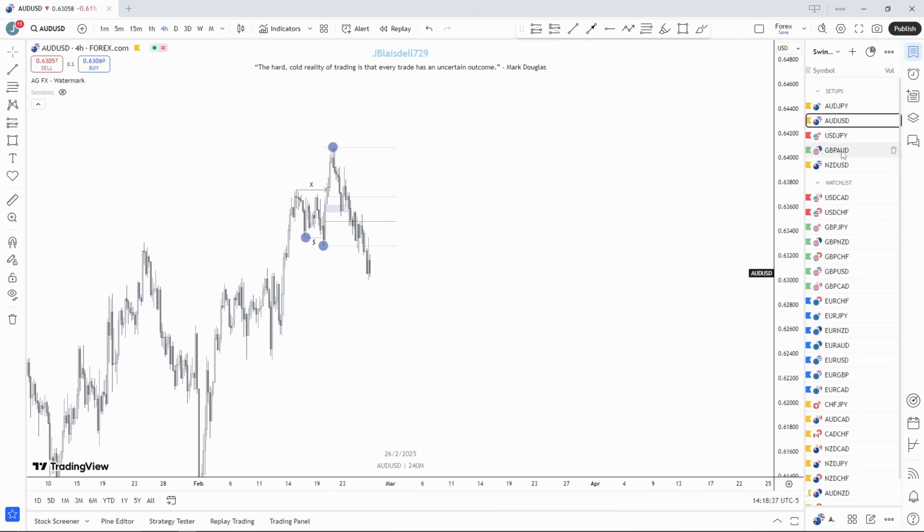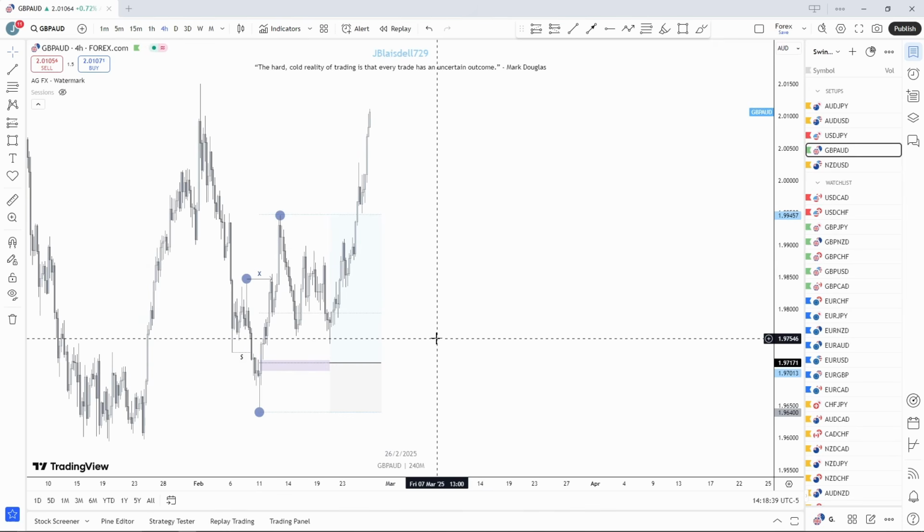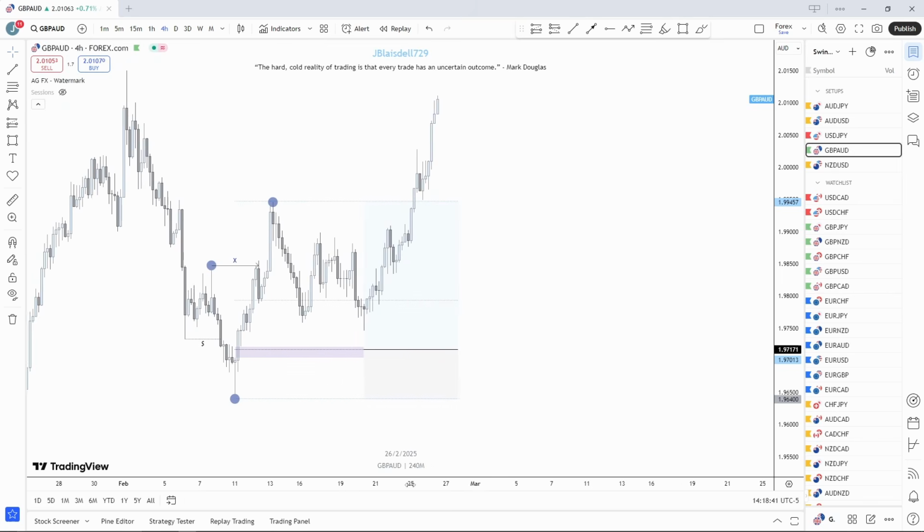And the next trade we're going to look at here, we will just briefly look at pound AUD, a very good analysis, very solid setup.